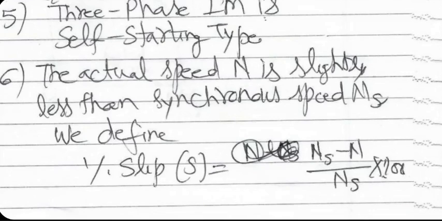A slip of 5 to 10% is normally seen in most induction motors. The rotor has a speed about 5 to 10% lower than the synchronous speed, which is the speed of the flux produced by the stators.